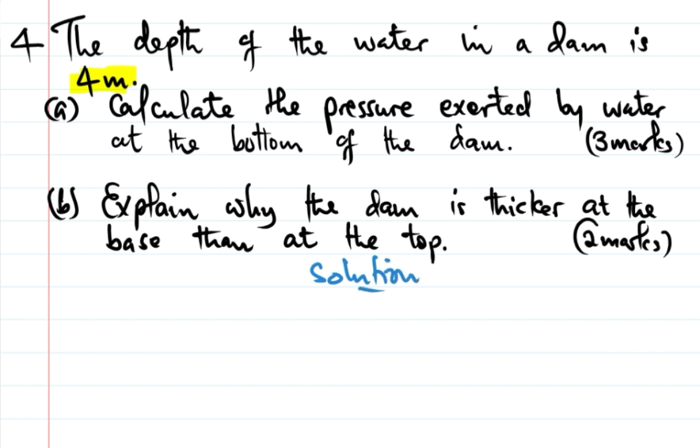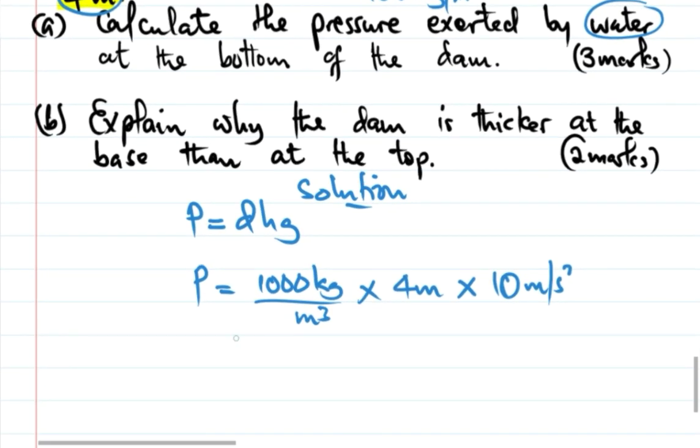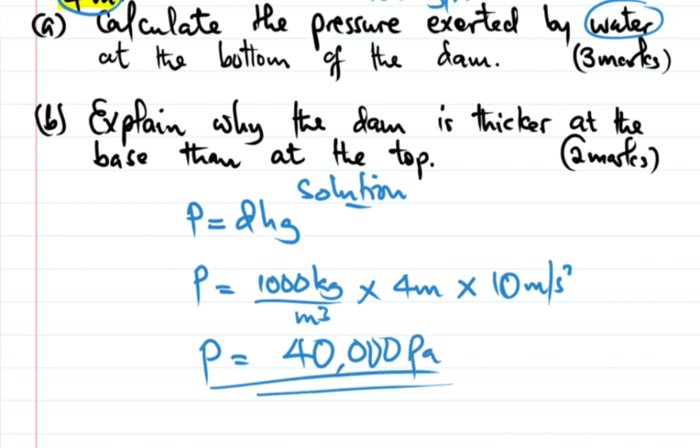Liquid pressure formula, P is equal to dhg. So pressure is equal to density of water, which is 1000 kgs per meter cube, multiplied by height, which is the depth, 4 meters, multiplied by acceleration due to gravity, which is 10 meters per second square. So 1000 times 4, answer 4000. 4000 times 10, answer 40,000. So we have 40,000 pascals.